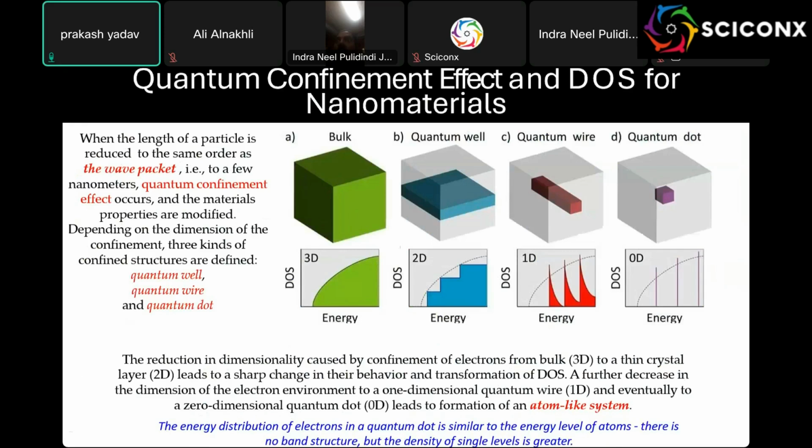Similarly, when we talk about the quantum wire, we get a spike-like density of states, meaning the surface area is reduced, so we get more possibility of finding the electron in this particular region. And for the quantum dot, we get delta peaks, a molecular type of density of states.